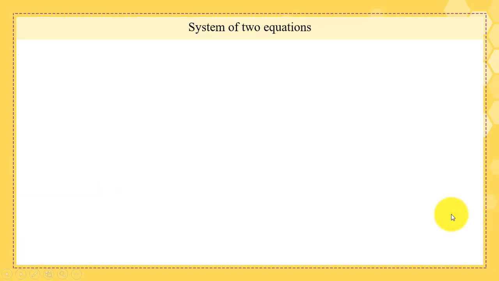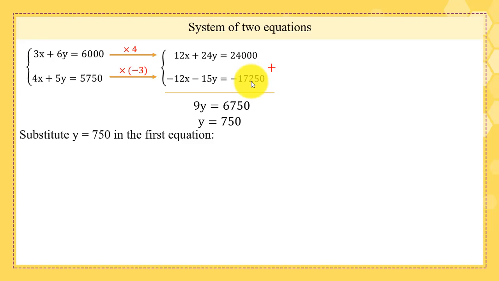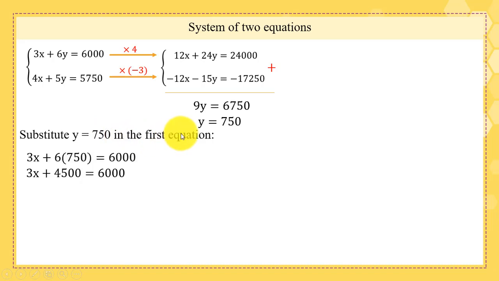5,750. Third step is to solve the system. Here notice that we will use the elimination method. We multiply the first equation by 4 and the second equation by minus 3 to eliminate X. 12X plus 24Y equal 24,000, minus 12X minus 15Y equal minus 17,250. Add the equations. Y equal to 750. Substitute Y equal 750 in the first equation to get X equal to 500.